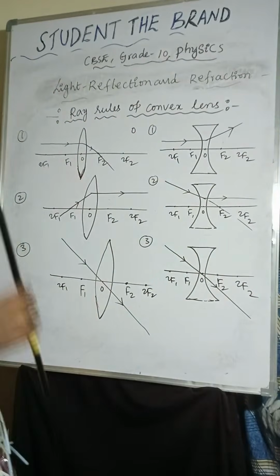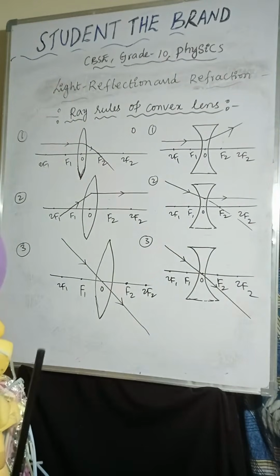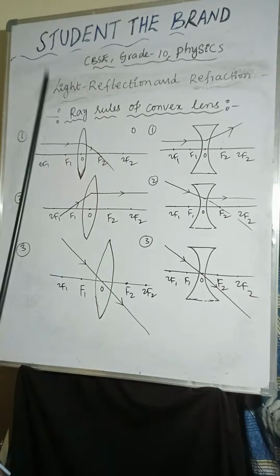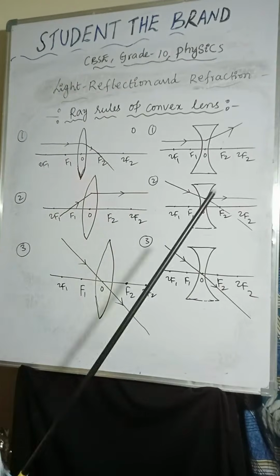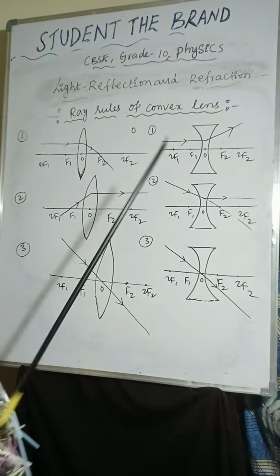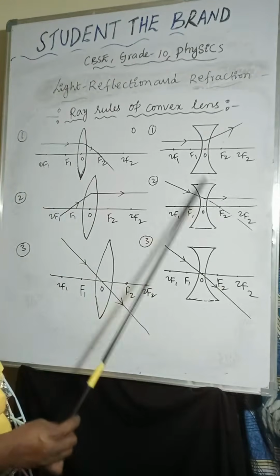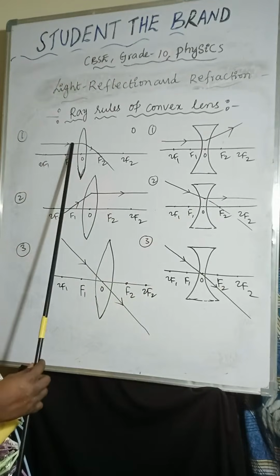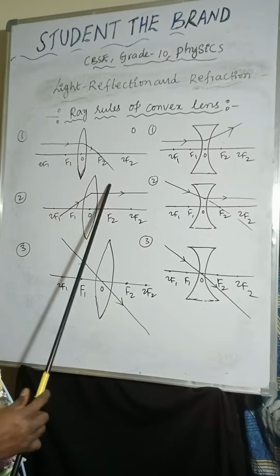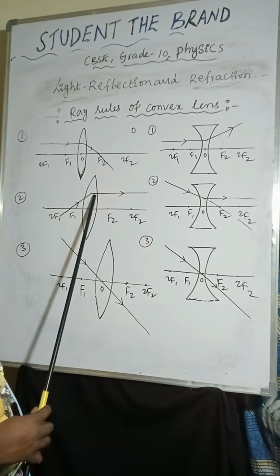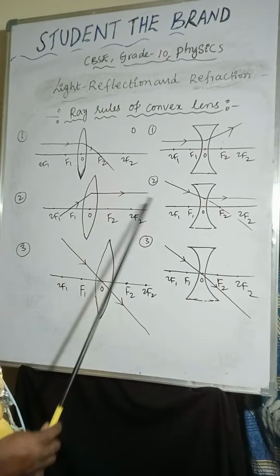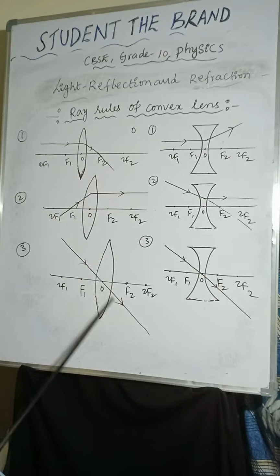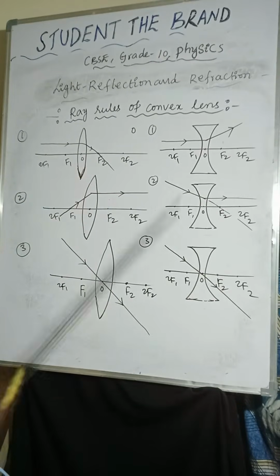So here you can observe this is about ray rules of convex lens and concave lens. Light rays coming from infinity, after refraction pass through focus. Light rays passing through focus, after refraction move towards infinity. Light rays passing through optic center, no deviation takes place.